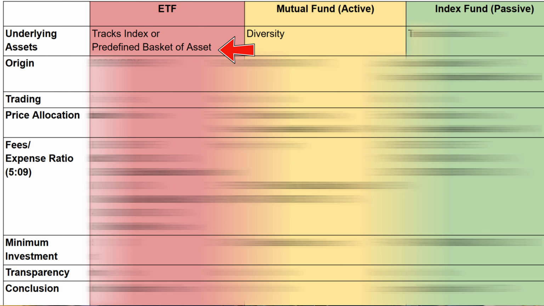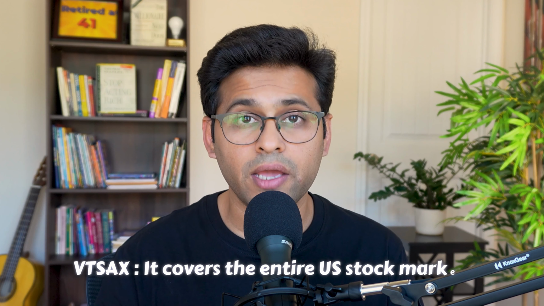While on the other hand, in ETFs, the fund manager doesn't have the liberty to pick and choose what stock will go in the ETF. It usually tracks the index or a predefined basket of assets. For example, VFIAX tracks the S&P 500 index. VTSAX covers the entire US stock market.